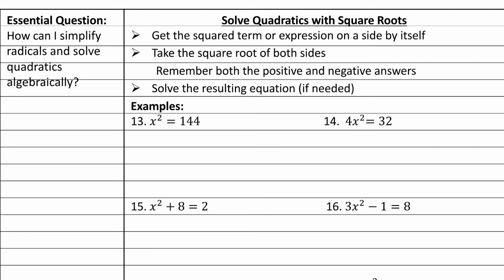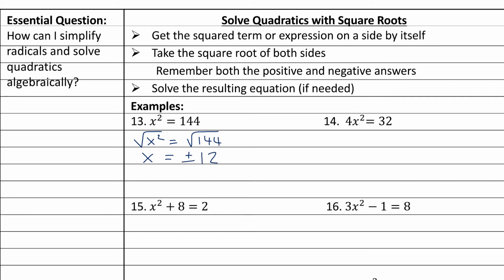Okay, so for number 13, my square is already by itself. My x is already by itself. So I'm just going to square root both sides. So I'm going to square root x squared and square root 144. Well, the square root of x squared is x, because the 2 goes into 2 one time evenly. And then the square root of 144 is 12, but there's always a positive and a negative answer.